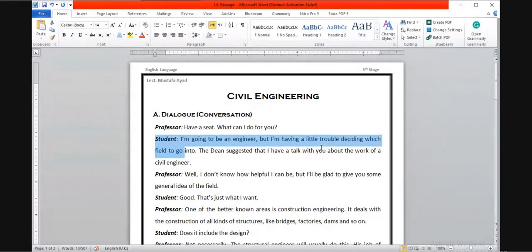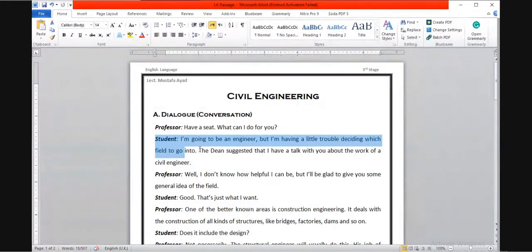Okay, most welcome. And of course, because there are different fields in civil engineering, there are structural works or construction structures. Also, we have structural engineering. Also, environmental engineering, which includes sanitary engineering. Also, we have other fields like management, and transportation. So there are different fields, and this student doesn't know to which field he or she should go. So we would like in this conversation to try to know about these fields and understand them.